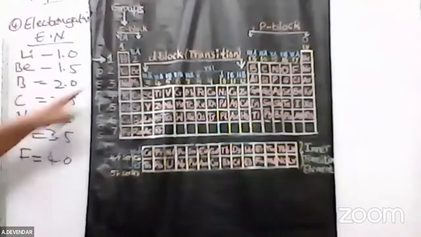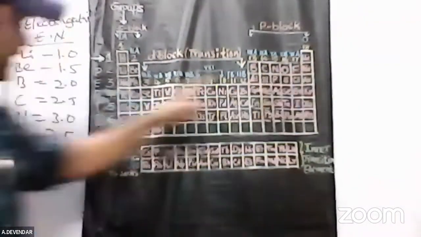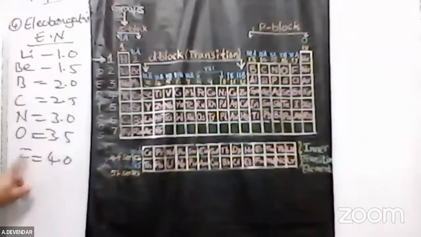How can you remember this? See the sequence: 1, 1.5, 2, 2.5, 3, 3.5, 4. It is easy to remember, which is why I remember the values. There is only a 0.5 difference for every atom in the period. So in the period, electronegativity increases from left to right. That's why fluorine is the highest electronegativity atom.